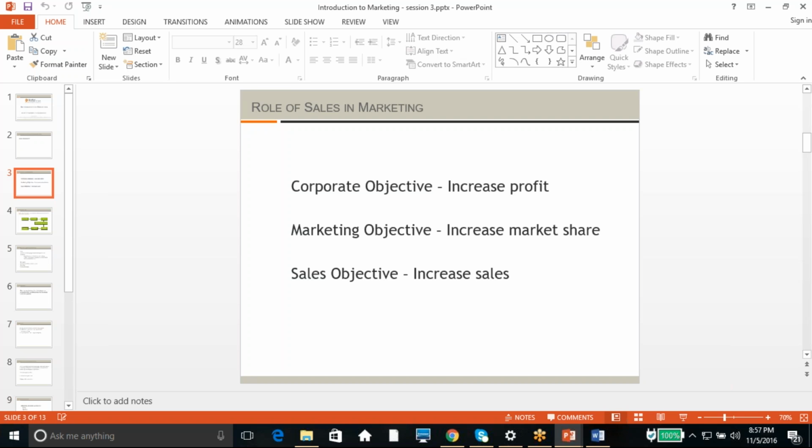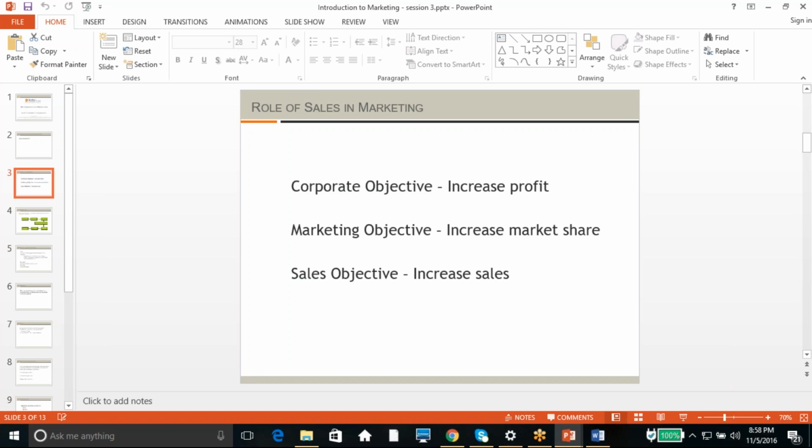So these three things look to be aligned, but they are very different. Increasing sales does not mean that profit will increase or market share will increase. We've already seen market growth rate, market share, and sales growth rate. Market share could go up and down independent of whether your sales goes up and down, because it also depends on the market growth rate, which means only if sales growth rate is equal to or greater than the market growth rate will the market share increase. So overall, it's a marketing objective, which is increasing market share.